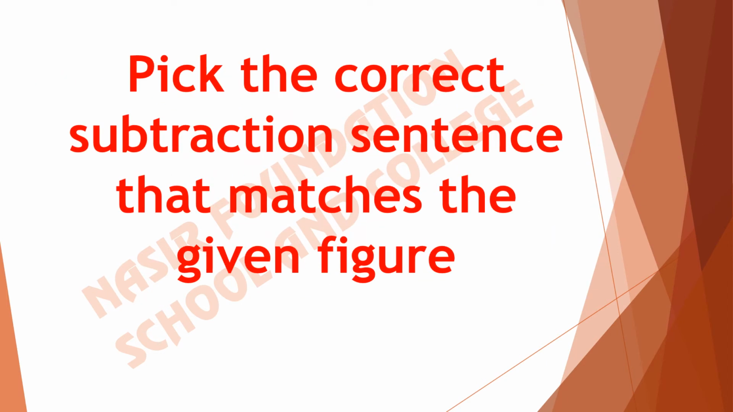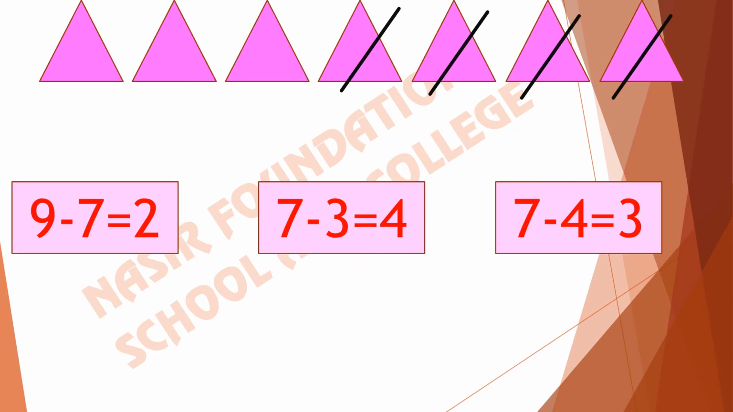Pick the correct subtraction sentence that matches the given figure. Now students, you will tell me which one is the correct sentence for this picture. Here you can see that some of the triangles are given and some are subtracted. And you will find the correct answer. Which sentence matches this picture? 9 minus 7 is equal to 2. 7 minus 3 equals to 4. Or 7 minus 4 equals to 3.